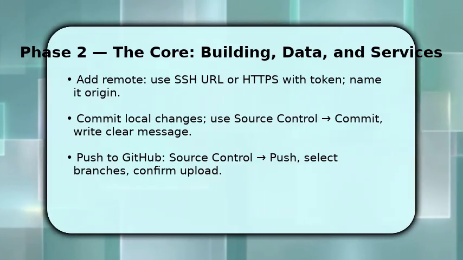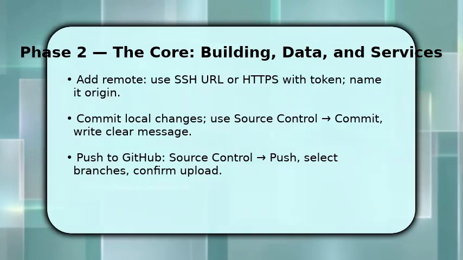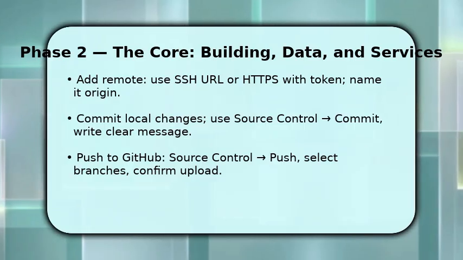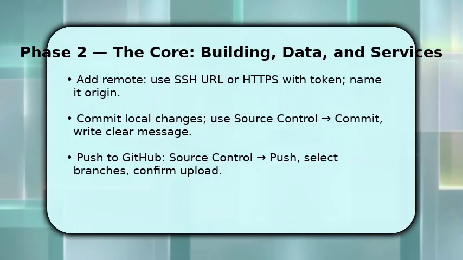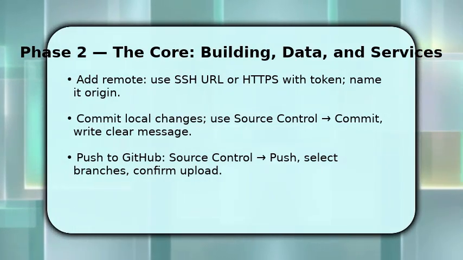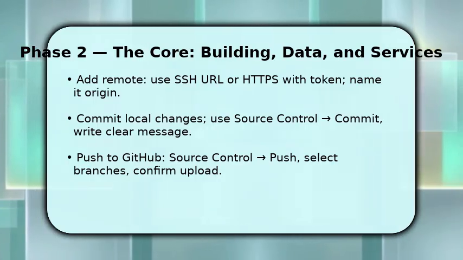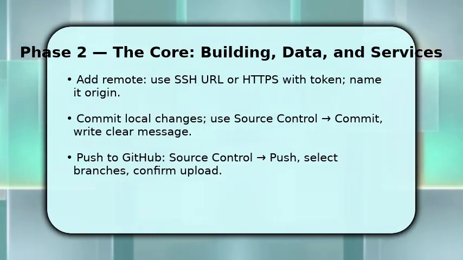Then push. Choose source control, push, and select the branch to upload. Make sure to publish the branch if it's new. After pushing, verify the repository on GitHub so you know the remote now mirrors your local work.